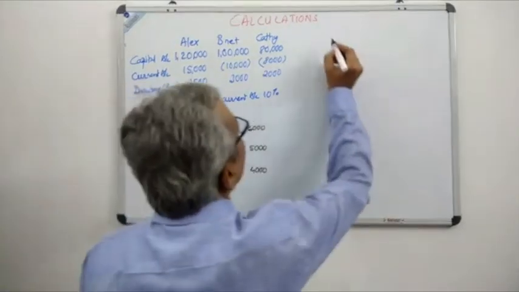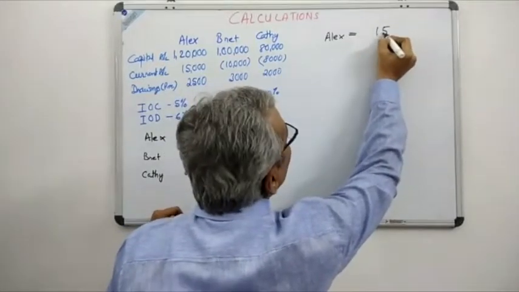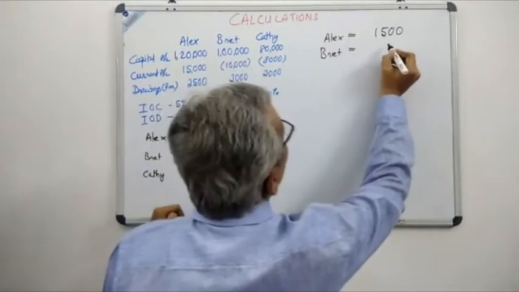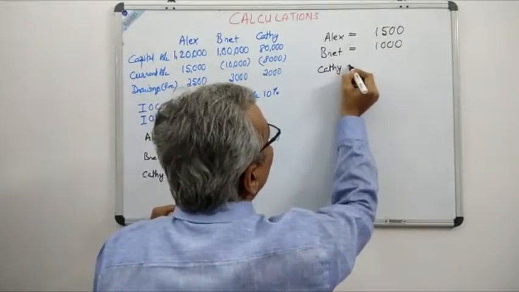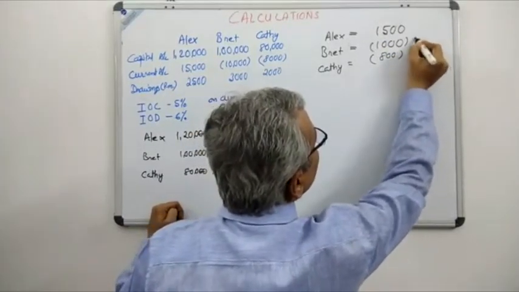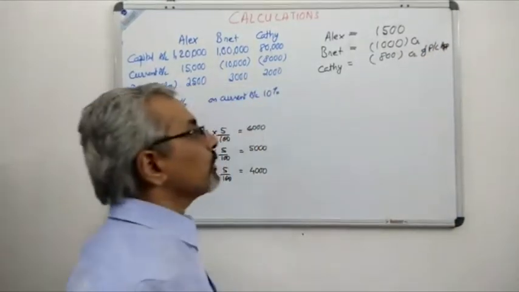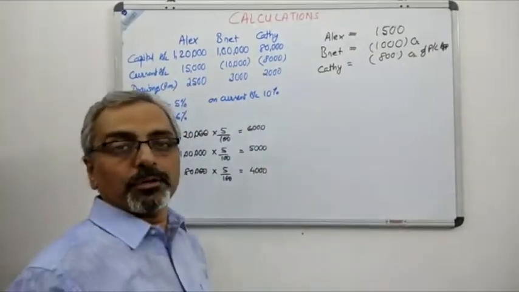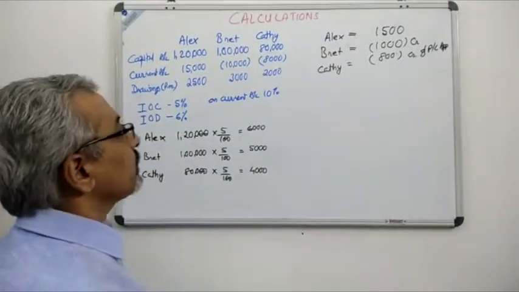So in this case you can see Alex, the interest on current account will be 1,500. Brett has to pay interest of 1,000 and Kathy has to pay interest of 800. So these two balances will be there in the credit side of profit and loss appropriation. Repeat again. These two amounts will be there in the credit side of the profit and loss appropriation account, and 1,500 will be the debit side of the profit and loss appropriation account. Now after that we'll calculate the interest on drawing.